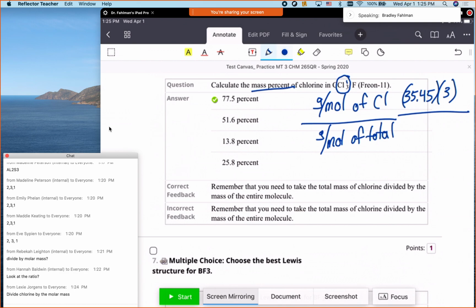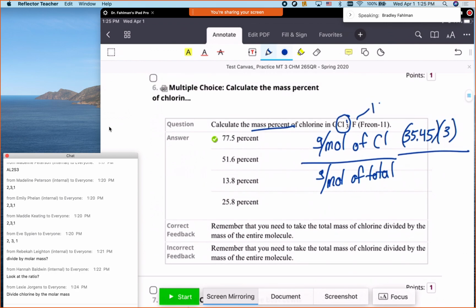So that is, what is it, fluorine is 19, chlorine 35.45, and carbon is 12. So 19, and then we've got 35.45 times 3, and then another 12 for carbon. So that's divided by 137.35. And then it's a percent, so you have to multiply by 100% there.